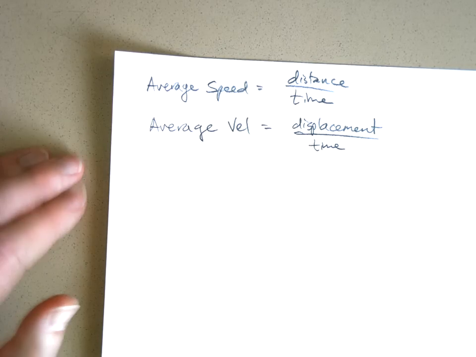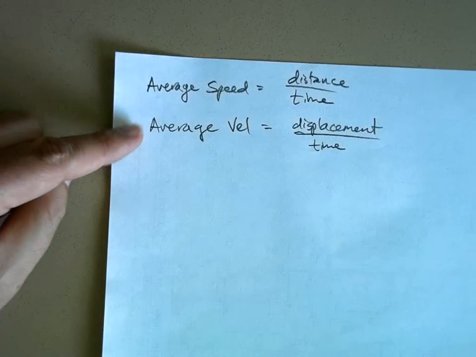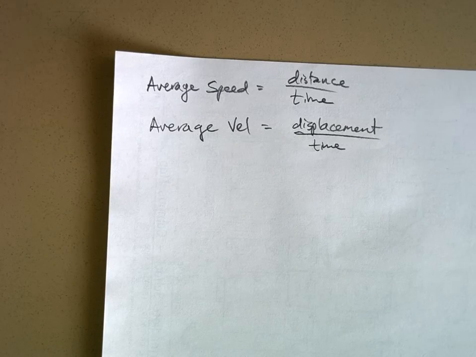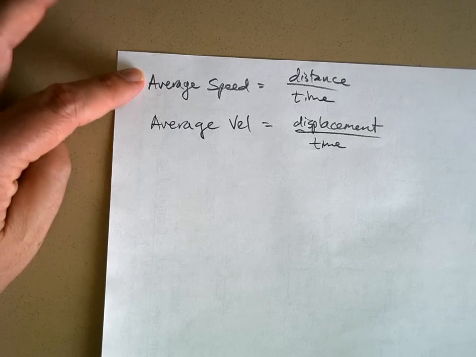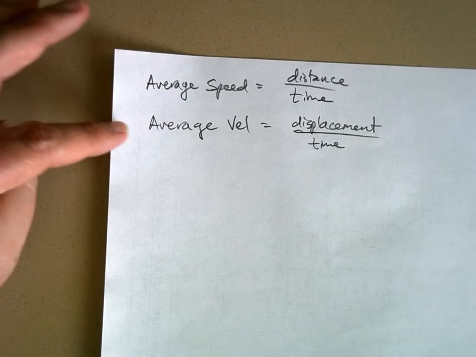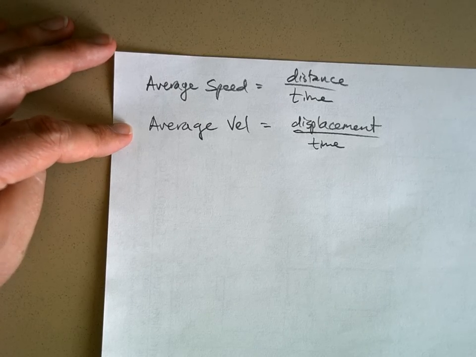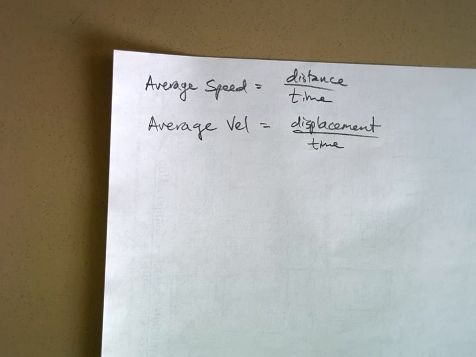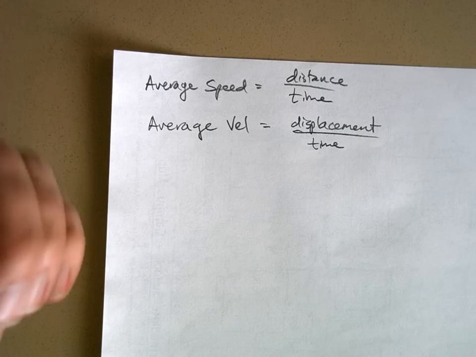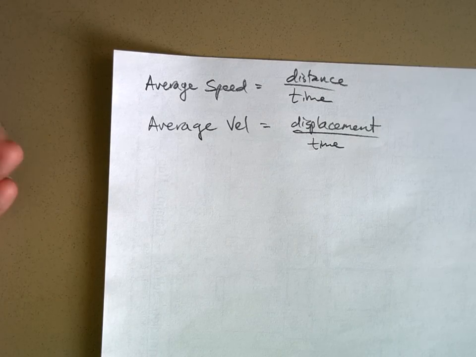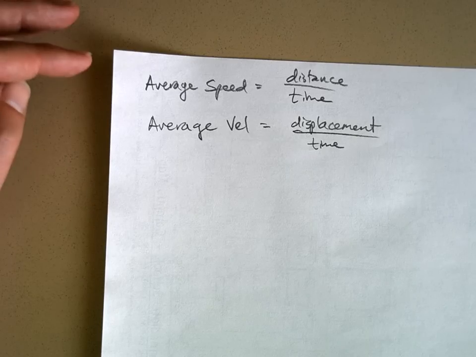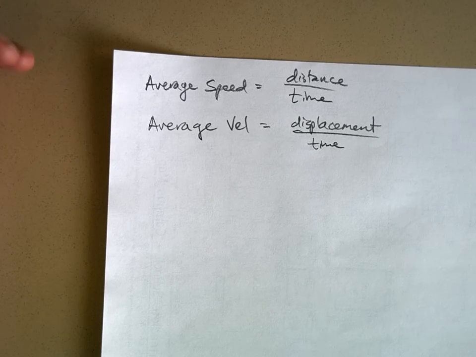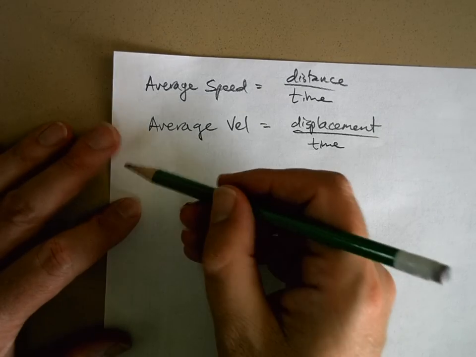Okay, and these can be very different. In some situations they're the same thing. Average speed can never be negative. Average velocity can be negative. What does the negative mean? If an average velocity is negative, that just means your average velocity was to the left instead of to the right. So it means direction. Average speed doesn't include direction. Average velocity does. Okay, so that takes care of number 1.